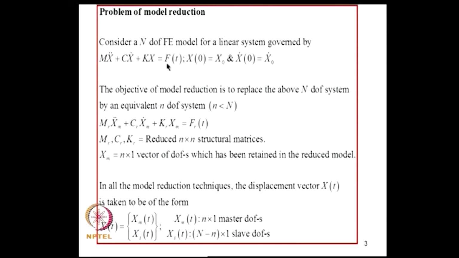So, in the original model, the degrees of freedom are partitioned into two sets. One set is called master degrees of freedom, the other set is called slave degrees of freedom. The subscript m here refers to the master degrees of freedom which have been retained in the reduced model. The slave degrees of freedom x_s of t have been eliminated from this model, and a reduced model of this type has been arrived at. The size of the master degrees of freedom vector will be n cross 1, and the slave degrees of freedom x_s of t is an N minus n cross 1 vector.